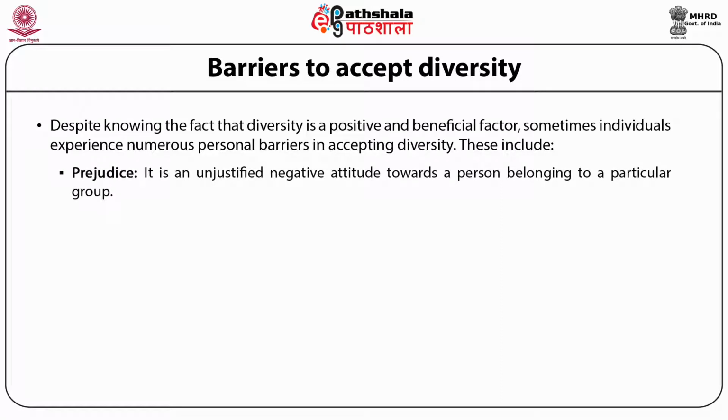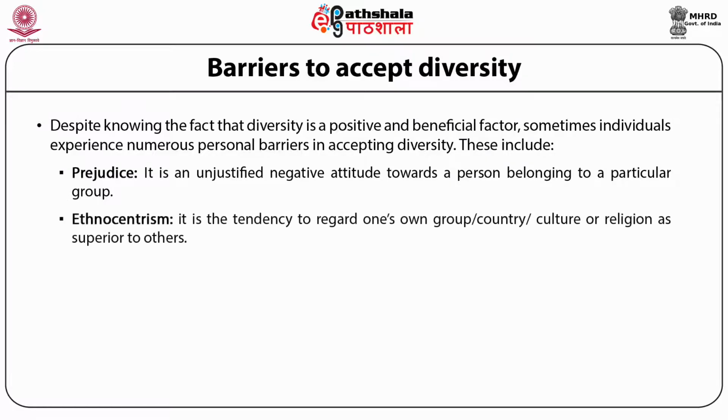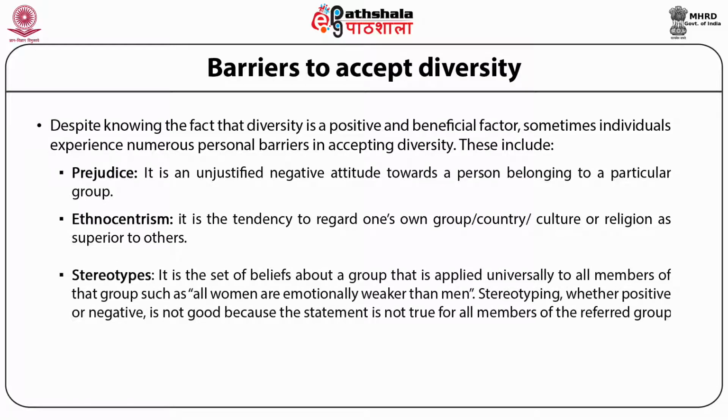1. Prejudice. It is an unjustified negative attitude towards a person belonging to a particular group. 2. Ethnocentrism. It is the tendency to regard one's own group or country or culture or religion as superior to others. 3. Stereotypes. It is a set of beliefs about a group that is applied universally to all members of that group. For example, all women are emotionally weaker than men. Stereotyping, whether positive or negative, is not good because the statement is not true for all the members of the referred group.